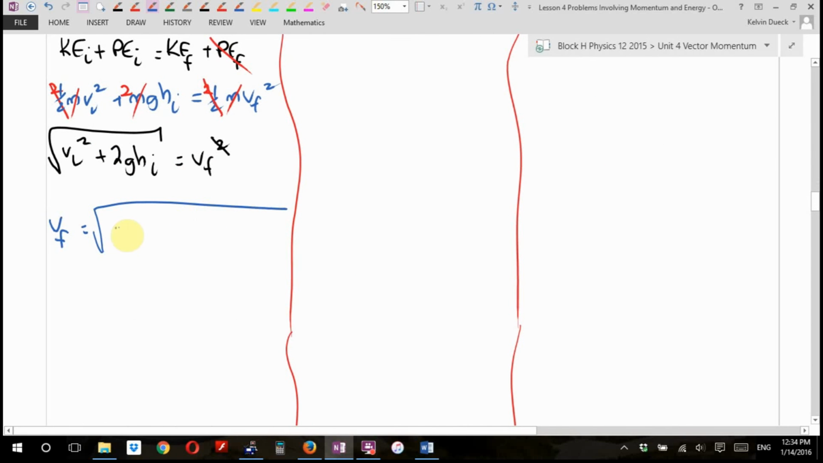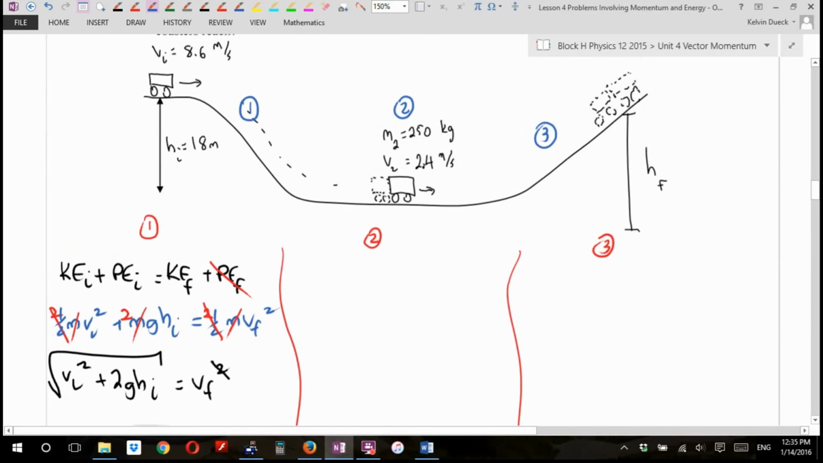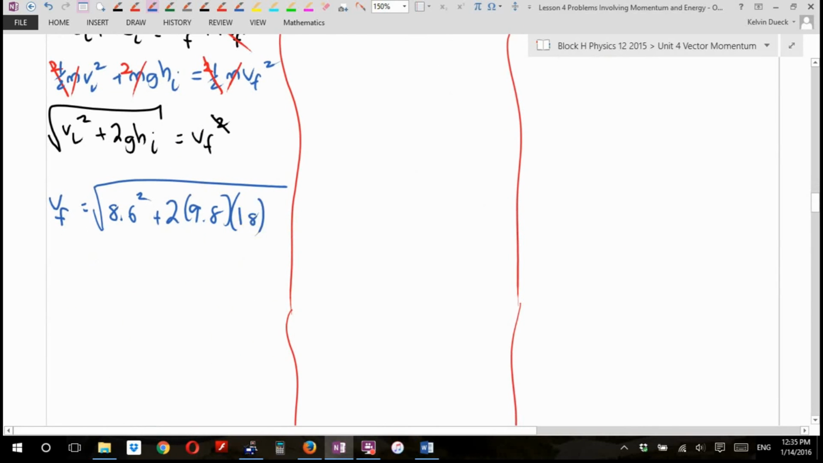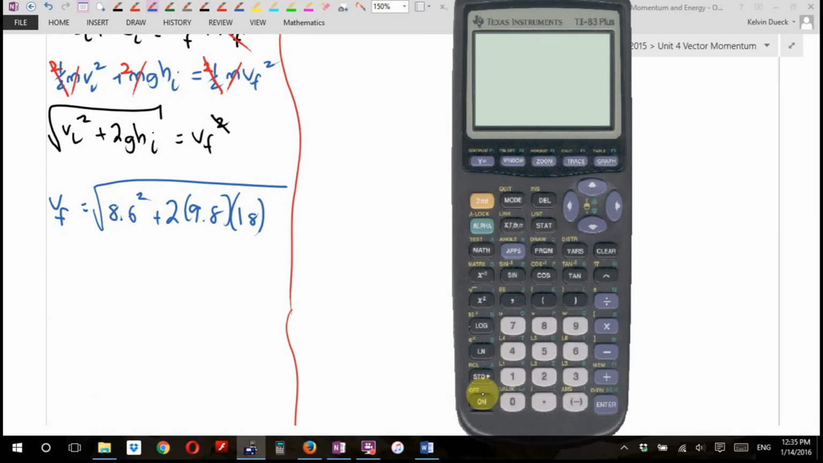the square root of 8.6 squared plus 2 times 9.8 times the height. And how high did I make the hill? 18 meters? That's not a bad little roller coastery hill. Could have made it more and funner.